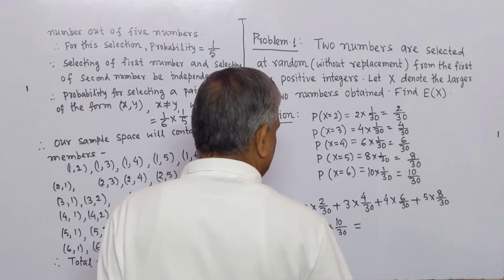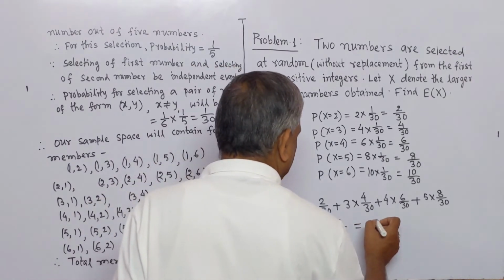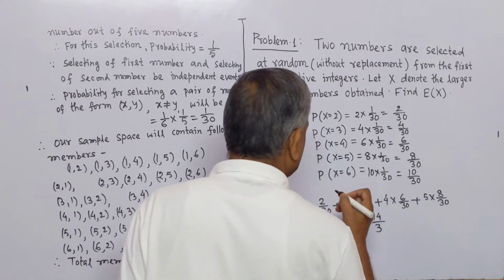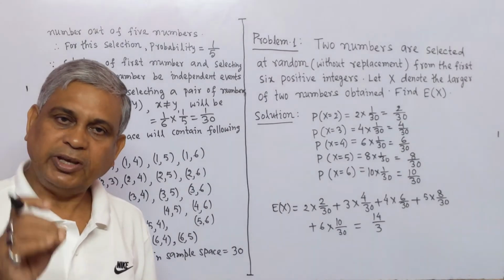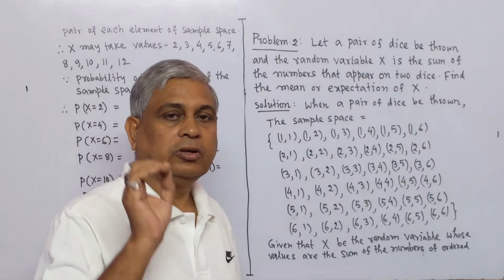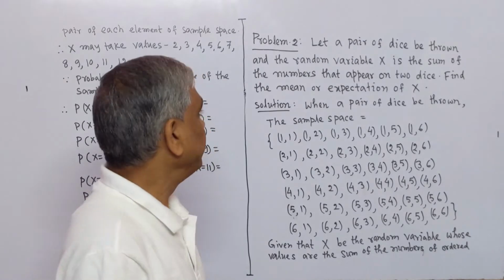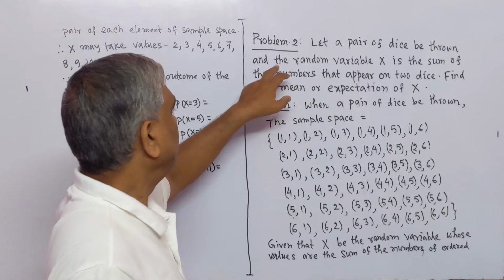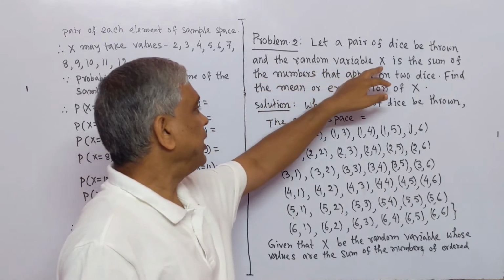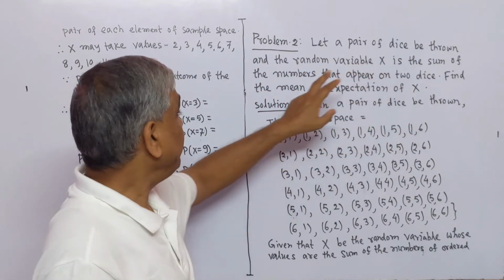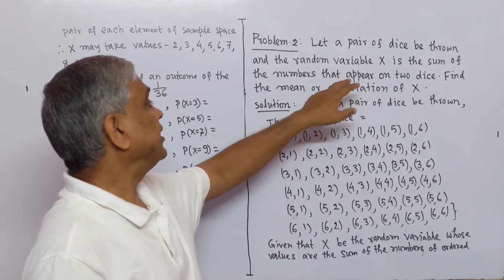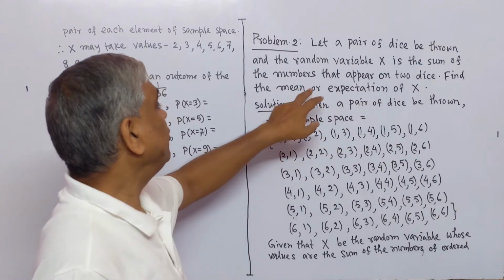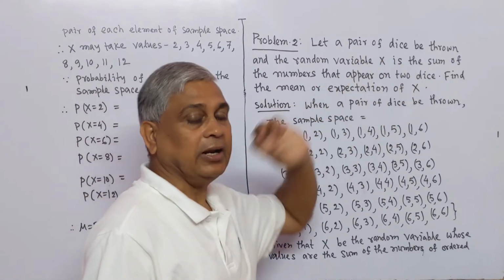And if we calculate this, we will get the value of the expectation will be 14 by 3. So our problem is solved. Now we solve the next problem. Problem is, let a pair of dice be thrown and random variable capital X is the sum of the numbers that appear on two dice. Find the mean or expectation of capital X.